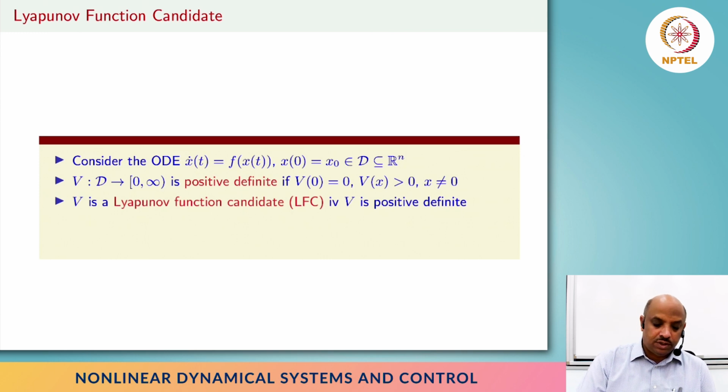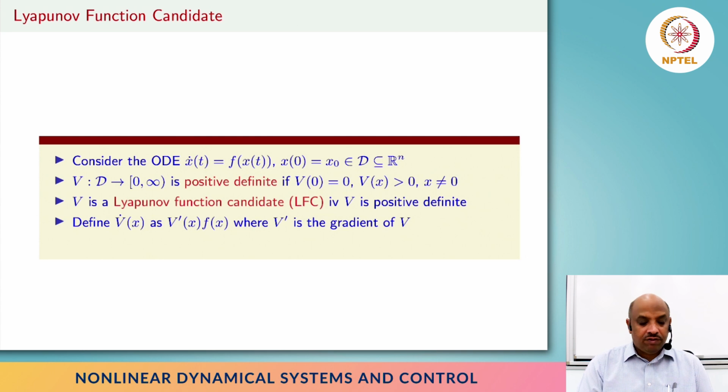It's one of those terminology things, and there's not much we can do about it. There's a typo there, so again, let me repeat. V is a Lyapunov function candidate if it simply satisfies this positive definite condition, which says that V of 0 is 0 and V of x is positive, right?